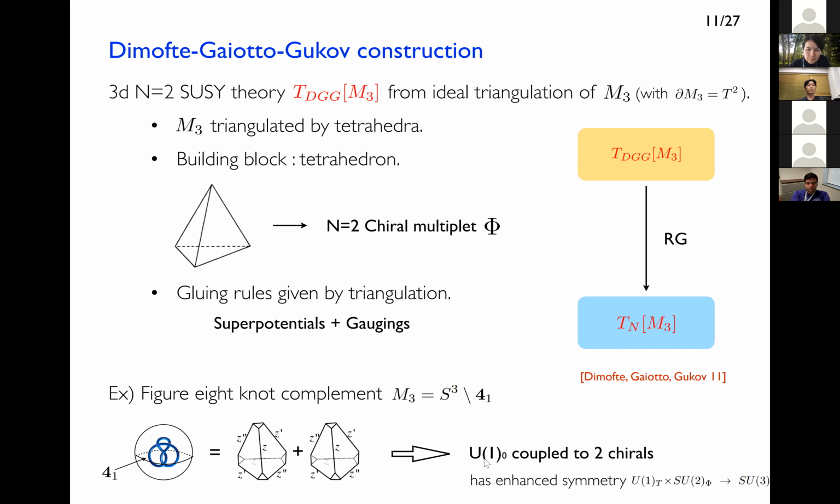So this N=2 gauge theory is the effective theory flowing to the worldvolume theory on two M5-branes wrapping the figure-eight knot complement. Also, this theory has enhanced SU(2) flavor symmetry, and we'll use this enhanced symmetry in the next slide.